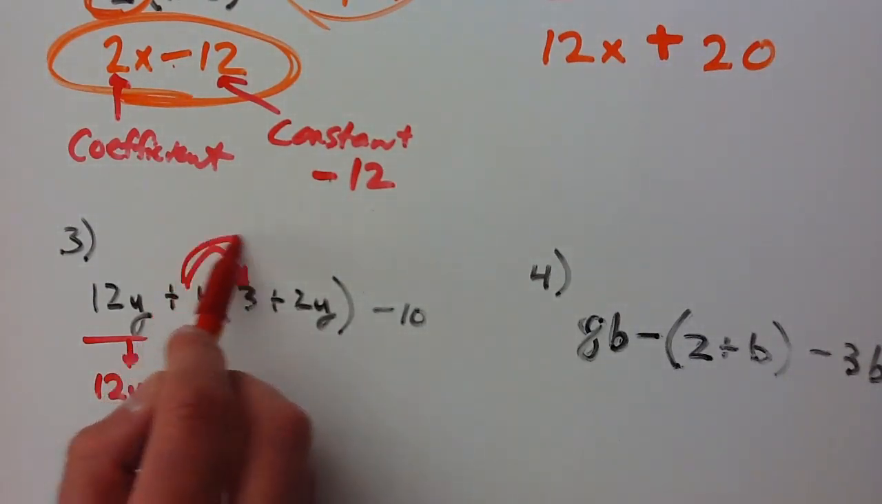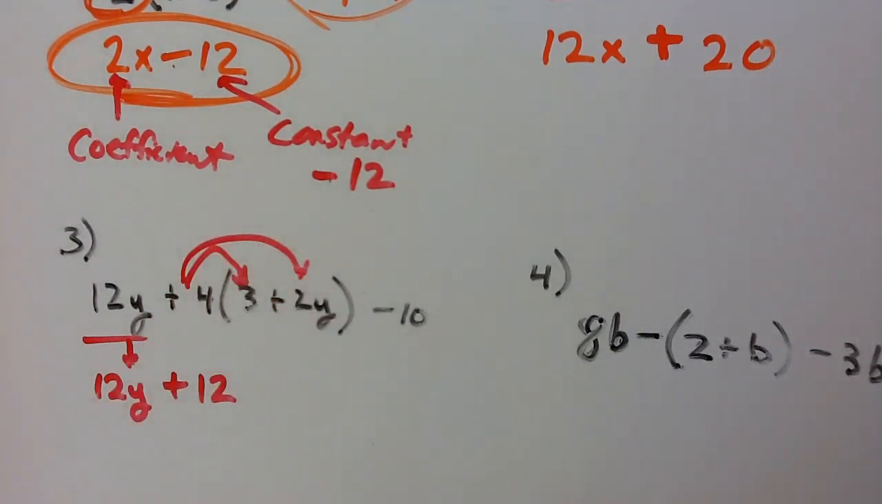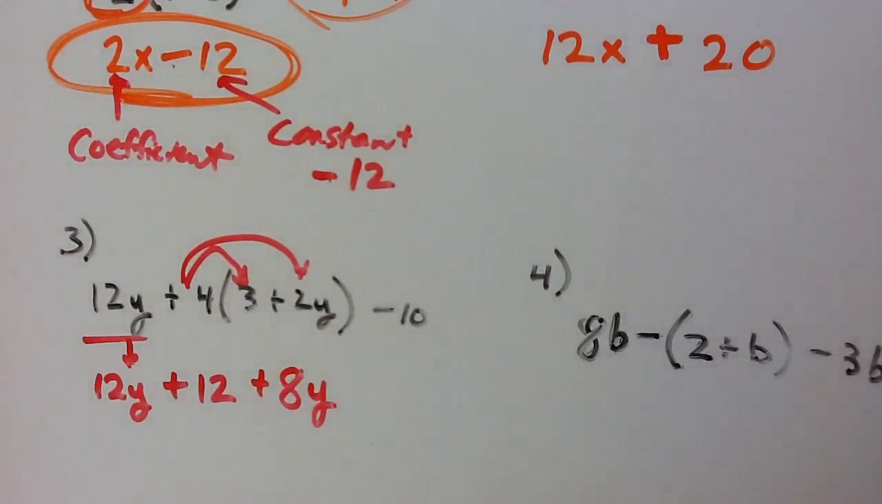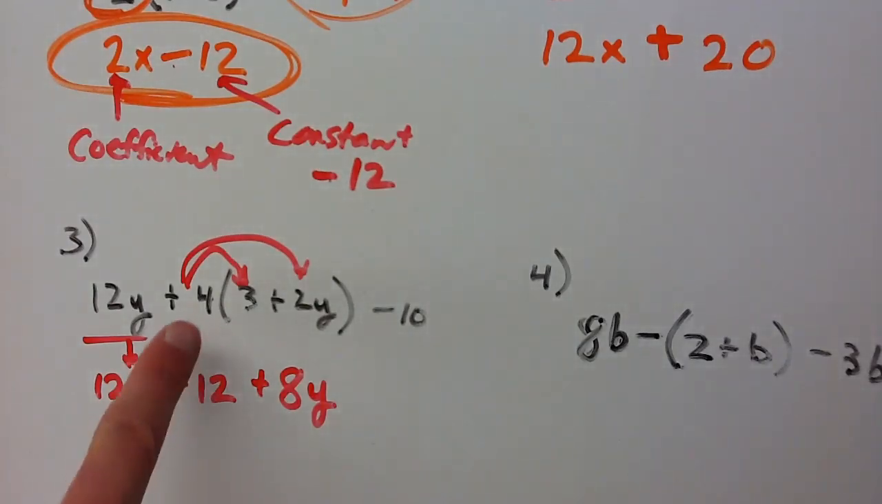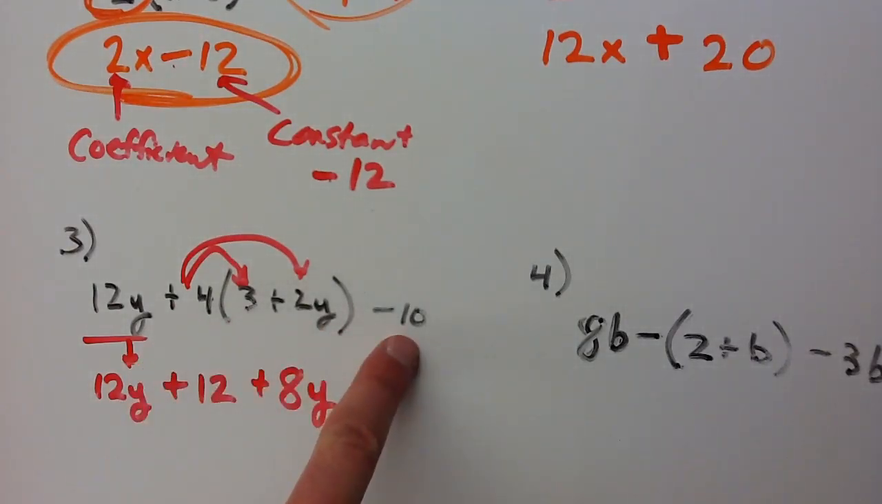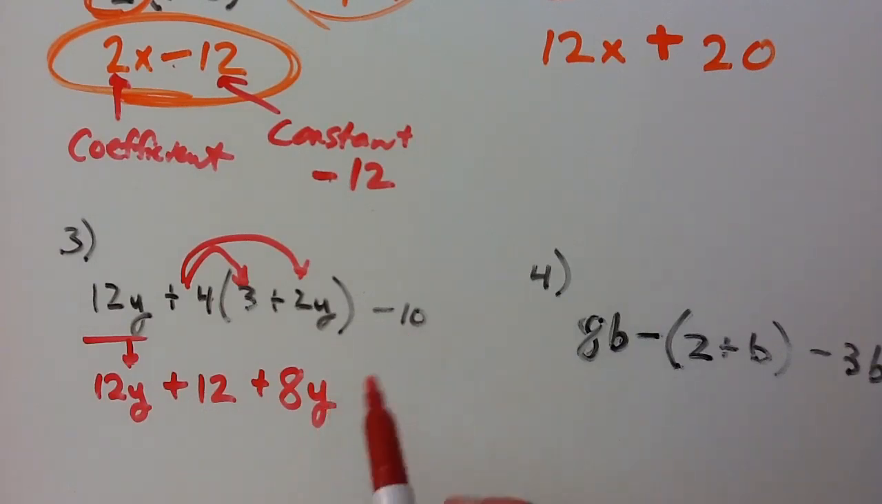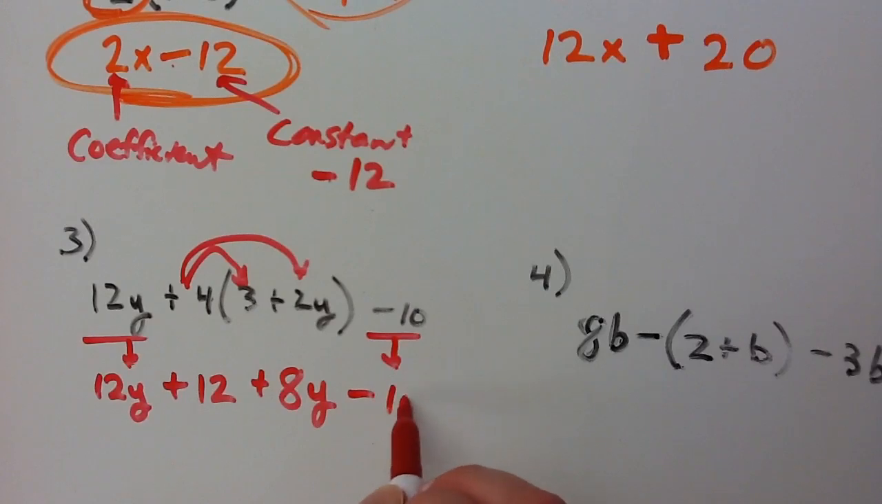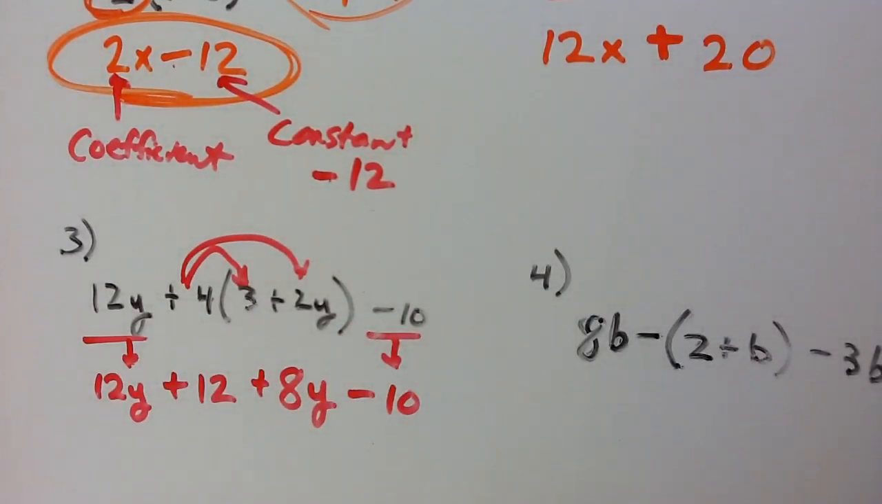But I also distribute to this term because it's inside the parentheses. So what's 4 times 2y? That is positive, so put a plus sign, positive. 4 times 2y is 8y. Okay, don't forget your variable. Now, do I distribute the 4 to this negative 10 outside the parentheses? No. It's outside the parentheses, so it does not get distributed to, you just bring it down. So minus 10, right? Because it's a negative 10, because that minus sign tells me it's negative.